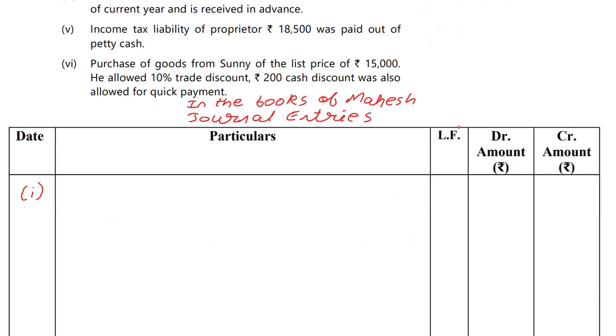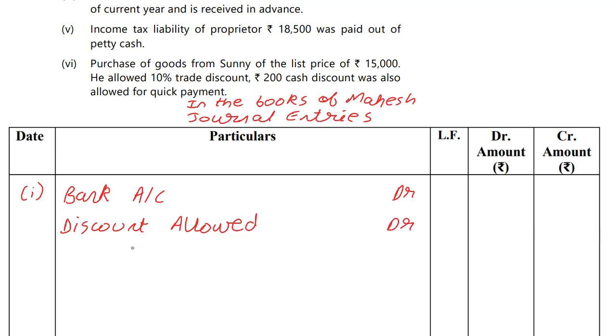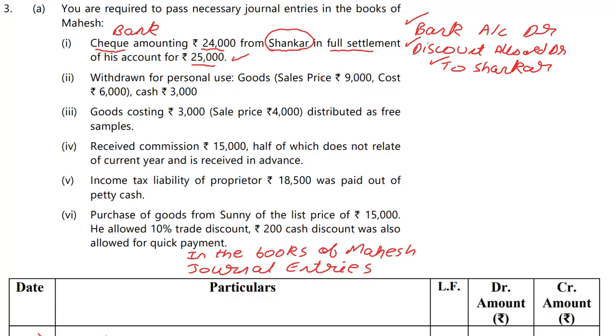So I am going to be saying bank account, debit, discount allowed, debit, to Shankar's account.